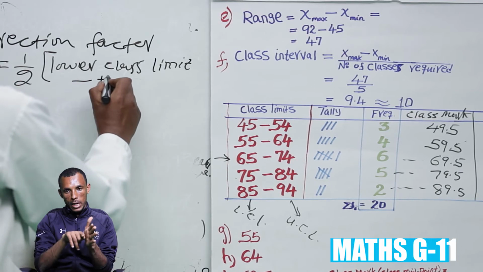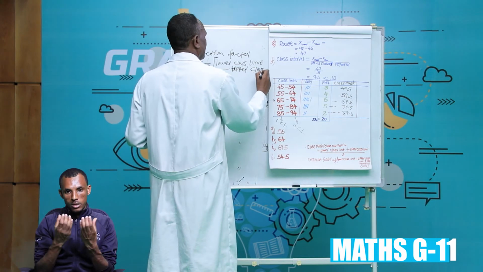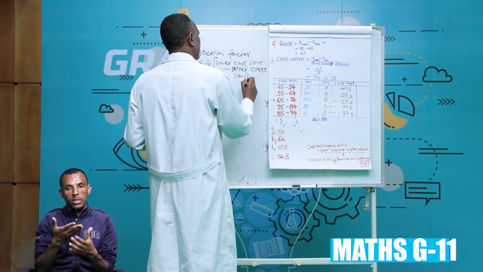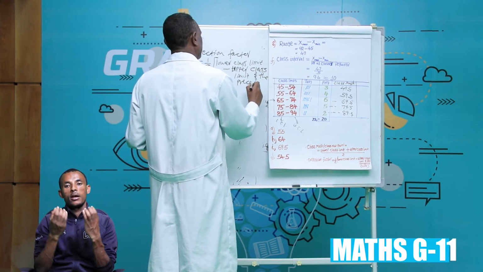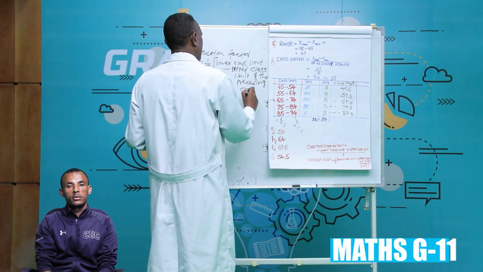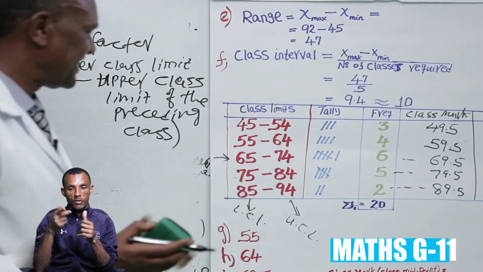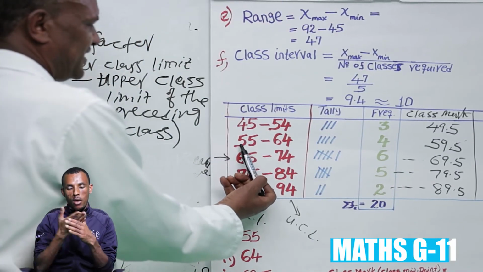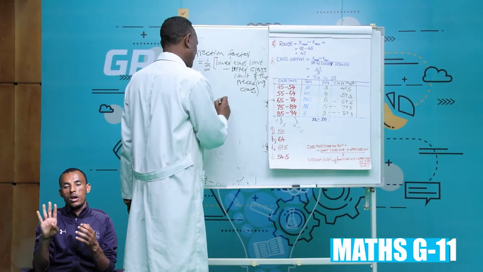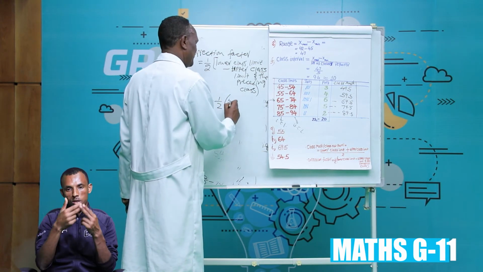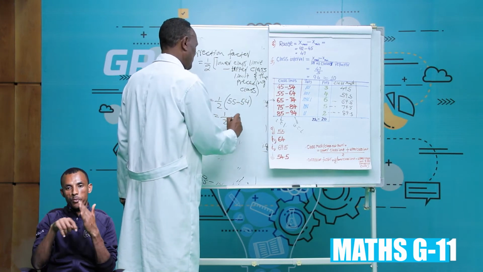minus the upper class limit of the preceding class. So what does it mean? This was the first class, then the second class. The lower limit of this class is 55. The upper limit of the preceding class is 54. So the correction factor is 1 over 2 multiplied by 55 minus 54. It gives a value equal to half, which is 0.5.